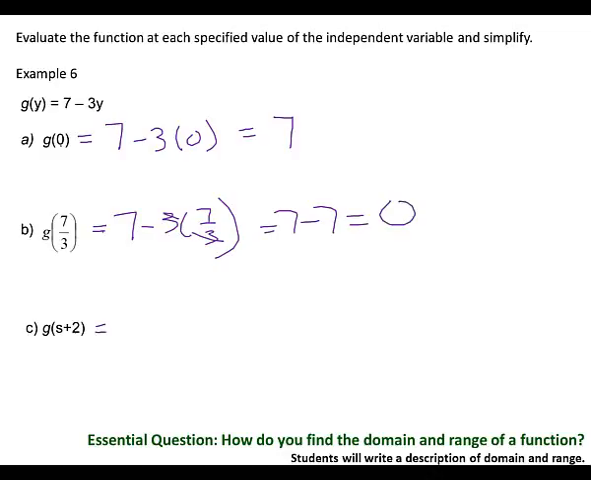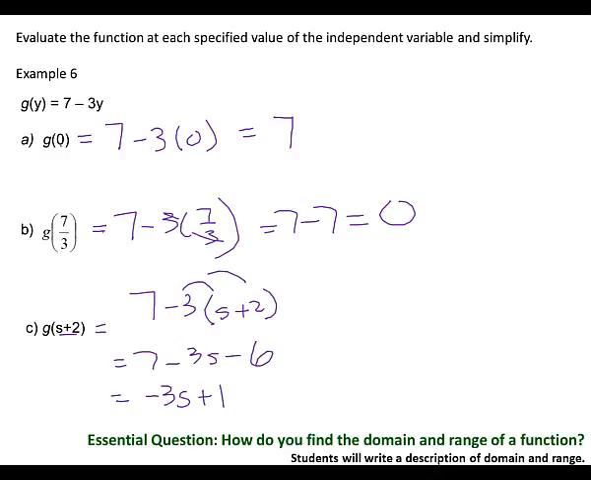Okay, now it gets weird, right? What does it say I'm putting in for the y this time? s plus 2. So it's kind of like the substitution method, right? Okay, I should probably simplify that. What am I going to do? Distribute, so I get 7 minus 3s minus what? 6. So I get negative 3s with 7 minus 6. 1. It's an s, not a 5. Okay.